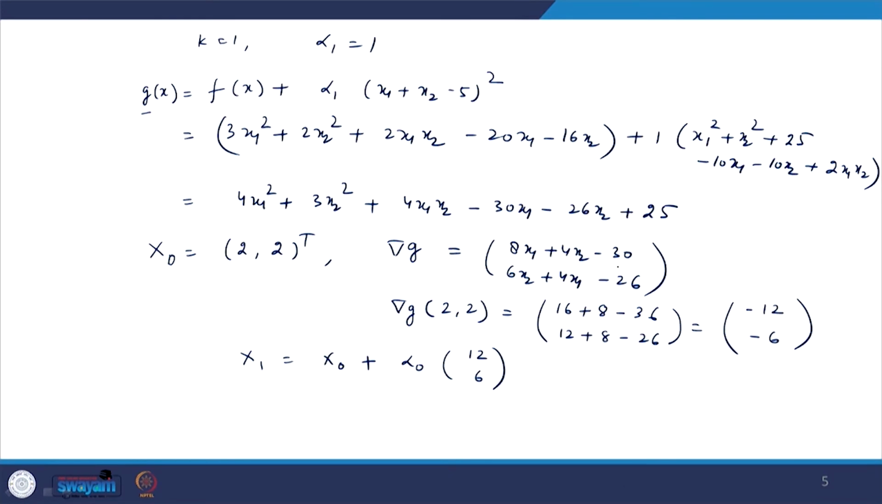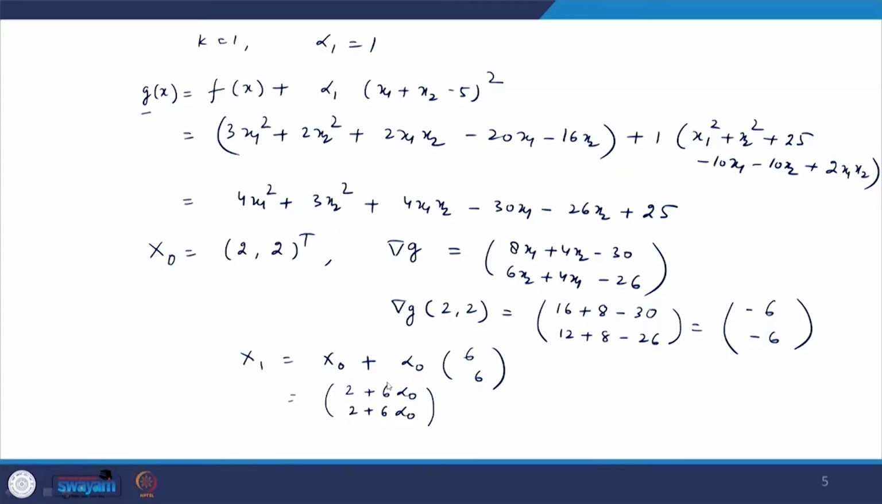So, here it is 30. So, it is 24 minus 30 is minus 6. So, here it comes out to be 6. So, this is now 2 plus 6 alpha naught and again 2 plus 6 alpha naught. Now, as we do in steepest descent method, we will put this x 1 and this x 2 in this function g, and we will find out that alpha naught where this attains minima by putting derivative of g with respect to alpha naught equal to 0, and the process continues till you get an optimal solution of this problem.